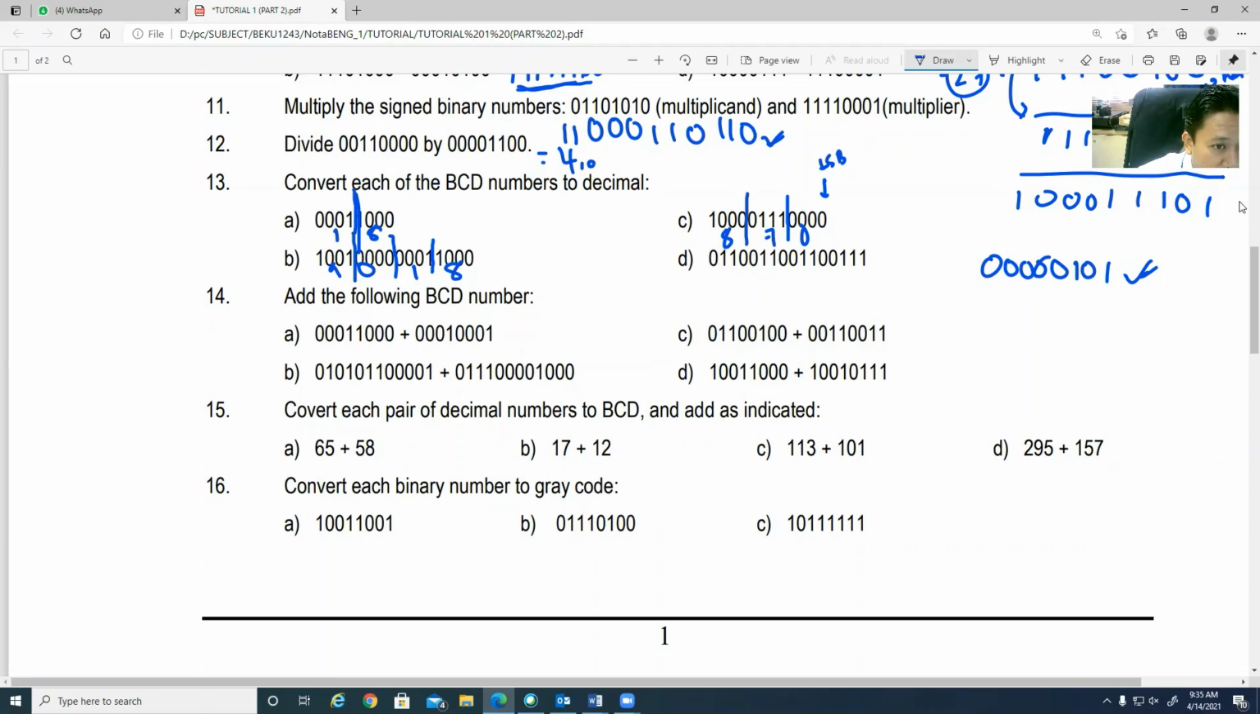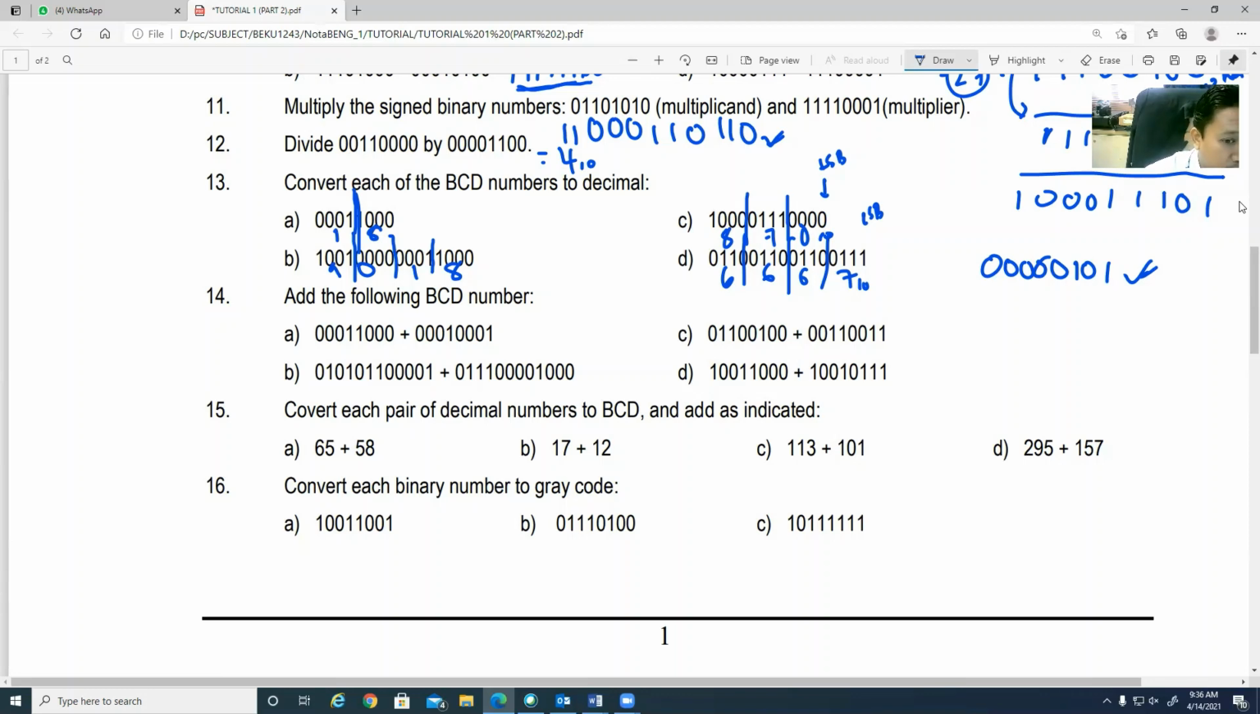And then this one, 1, 2, 3, 4. Make sure you divide straight by 4 from the least significant bit to the most significant bit, not from the most significant bit. Okay, 1, 2, 3, 4. So that is the answer. The answer is 67, in decimal.